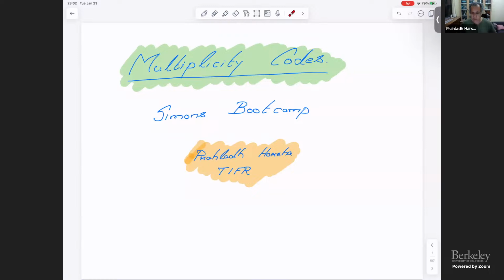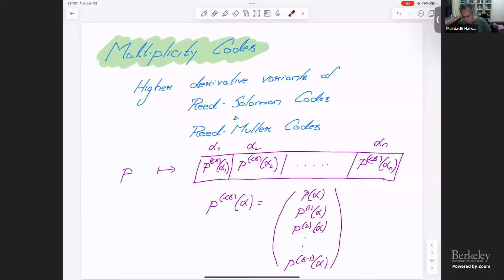Anyway, what I will be talking about today is a deep dive into multiplicity codes. These are a special family of algebraic codes from the sort of family that Mary talked about yesterday. It's my second favorite family of codes. First favorite, of course, being Reed-Solomon and Reed-Muller codes. And multiplicity codes are usually described as higher derivative variants of Reed-Solomon or Reed-Muller codes.